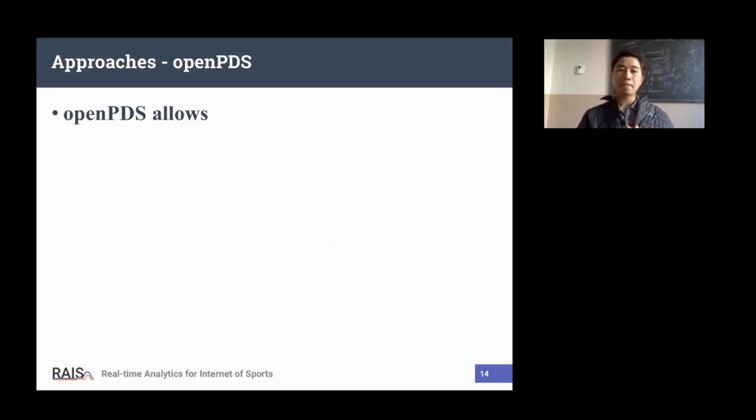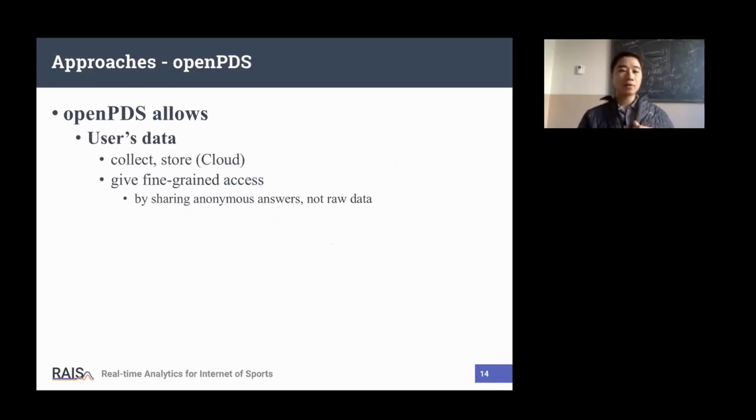Okay, first, what did the OpenPDS allow? They support on-user data, not only the personal ones. So it can collect and store, that's easy for a normal system, but they also give fine-grained access by sharing anonymous answers, not the raw data.